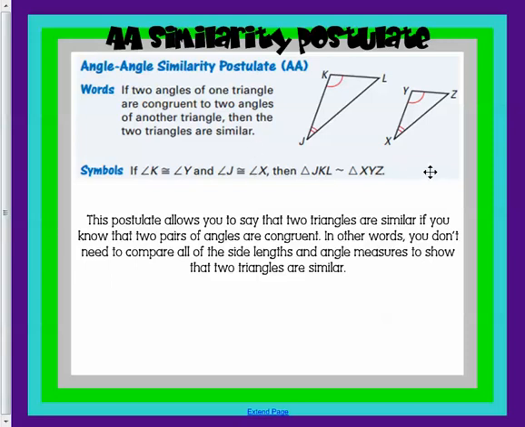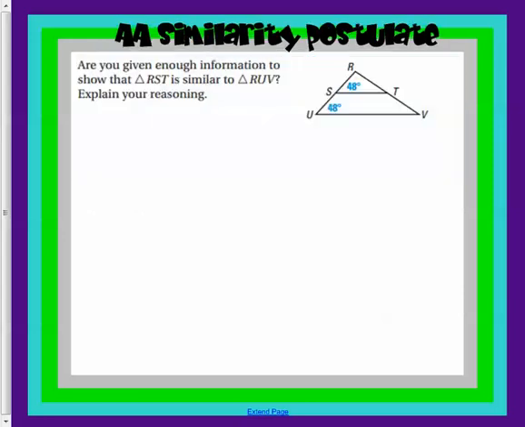So, the angle-angle similarity postulate. This postulate allows you to say that two triangles are similar even if you only know two pairs of angles. For example, in this one we only know K with Y and J with X. Well, the reason for this is because we can assume then that L and Z have to be the same because every triangle equals 180 degrees. So if these two add up together and give you this L angle, then these two add up together to give you Z. They have to be the same. So you don't need to compare all the side lengths and angles to show that two triangles are similar. You can just use the angle-angle similarity postulate.